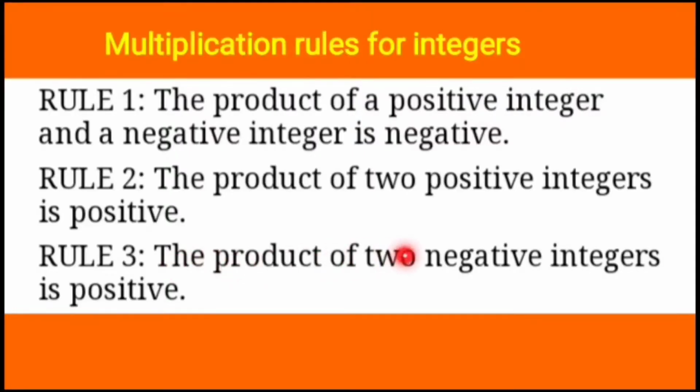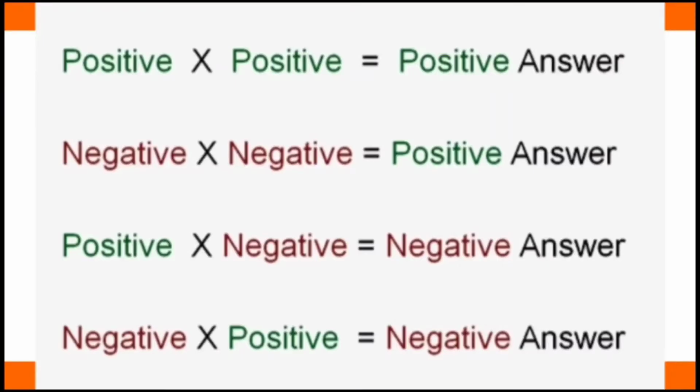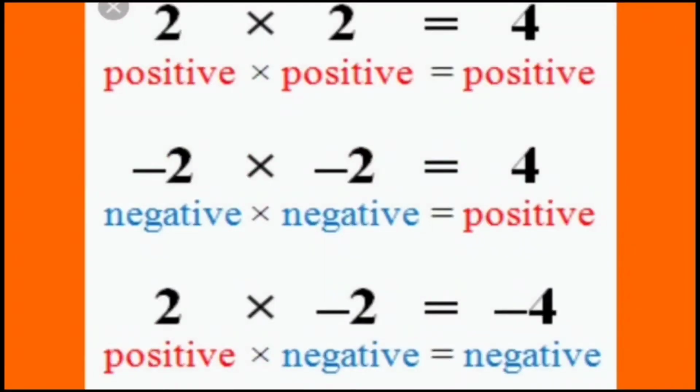Rule 3: the product of two negative integers is positive. See here, the product of two negative integers will also be positive. See the numbers I have given. 2 is a positive number, and this 2 is also a positive number. So when you multiply two positive numbers, you will get a positive answer.